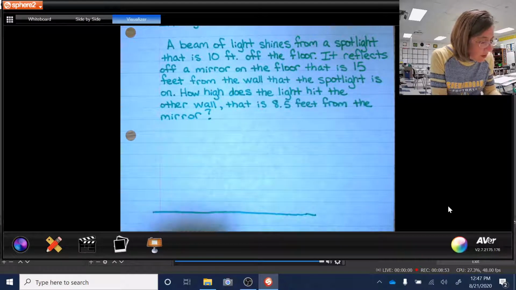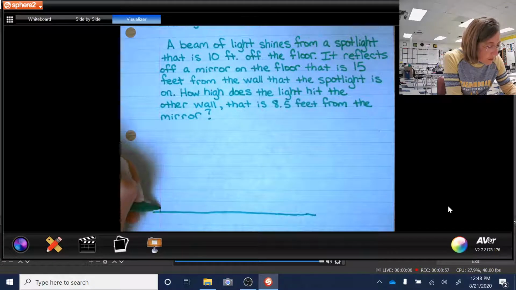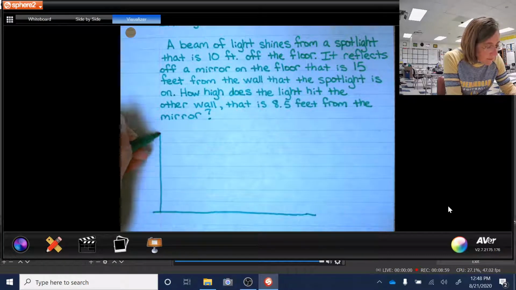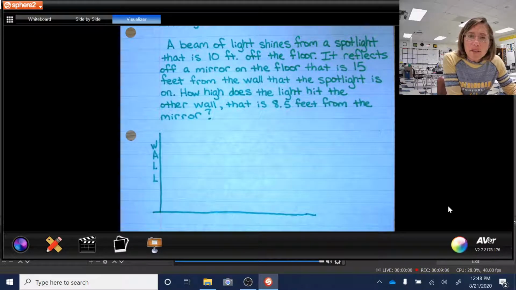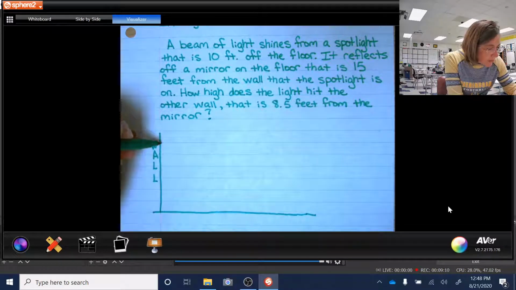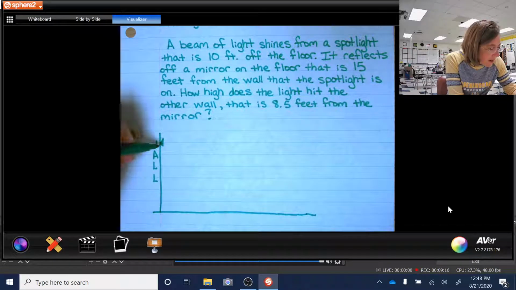Here's the floor. And so here's going to be my wall. Is it bad that I have to label my wall so you know it's a wall? The spotlight is 10 feet off of the floor. So we're going to put the spotlight right here. So that's the spotlight. And that's 10 feet.